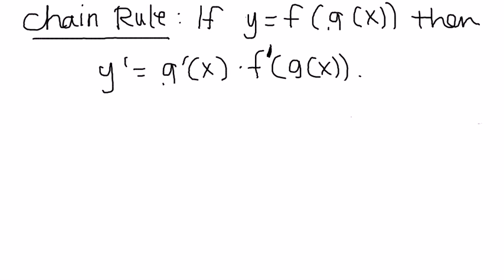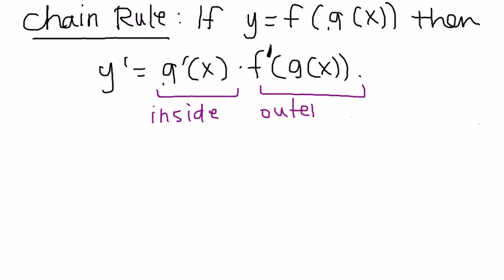Here's the thing. A lot of books, actually all books, and everywhere you ever see the chain rule, what it normally says is take the derivative of the outside, then multiply by the derivative of the inside. Here's the thing. For you, in this class, I always want you to first take the derivative of the inside, then take the derivative of the outside. So always derivative of the inside, then derivative of the outside.